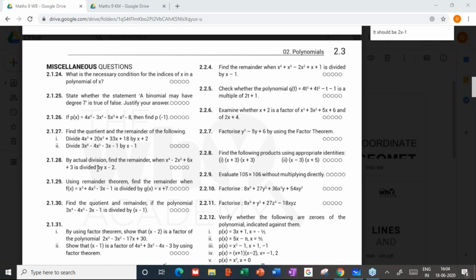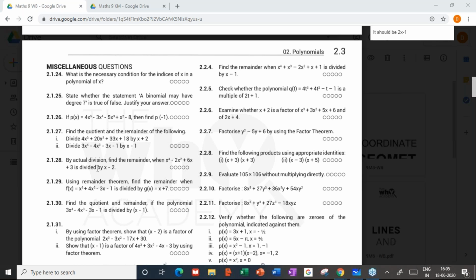If they say use the remainder theorem, you have to use that and get the answer. If you do long division in such questions, you'll lose your marks. If you do the remainder theorem where they ask for actual division, again you lose your marks. So just be careful about what they have asked.